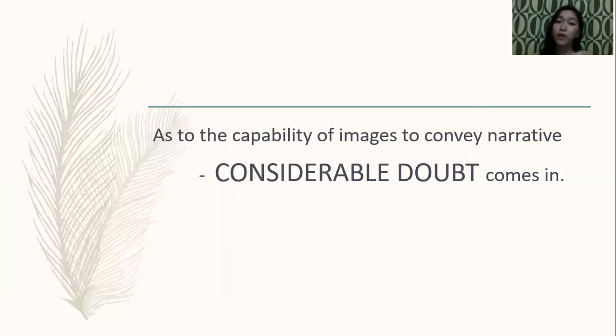Next is as the capability of images to convey narrative, considerable doubt comes in. So not all the time can we really understand what is being conveyed to us. That is why we can really doubt something. For example, those abstractions, those abstract arts, we don't know. We doubt what are the things that they want us to know, what they convey, and so on.